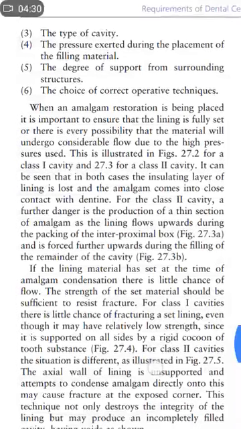When an amalgam restoration is being placed, it is important to ensure that the lining is fully set, or there is every possibility that the material will undergo considerable flow due to the high pressure used. It can be seen that in both cases the insulating layer of lining is lost and amalgam comes into close contact with the dentine.